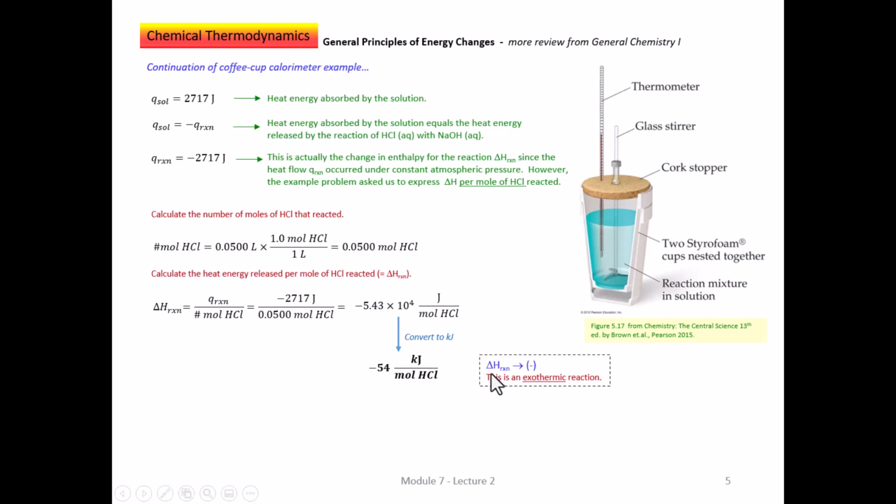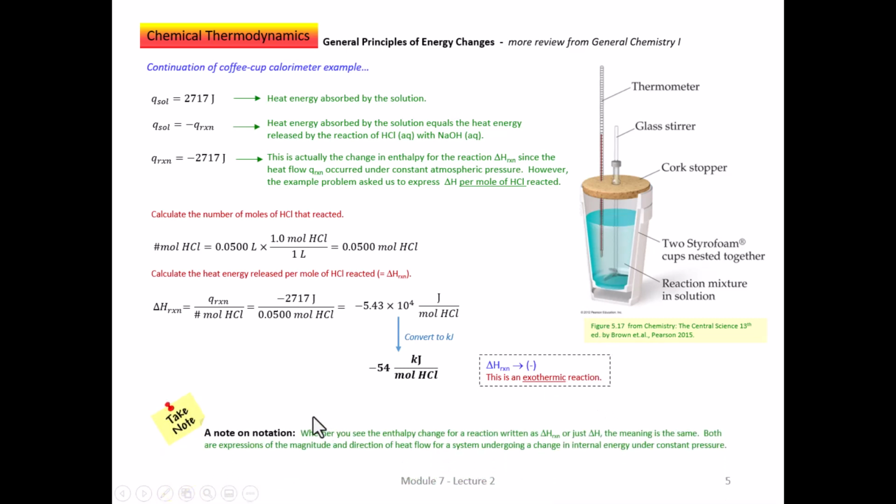So delta H of reaction here is negative because this is an exothermic reaction. The reaction causes the solution to increase in temperature.